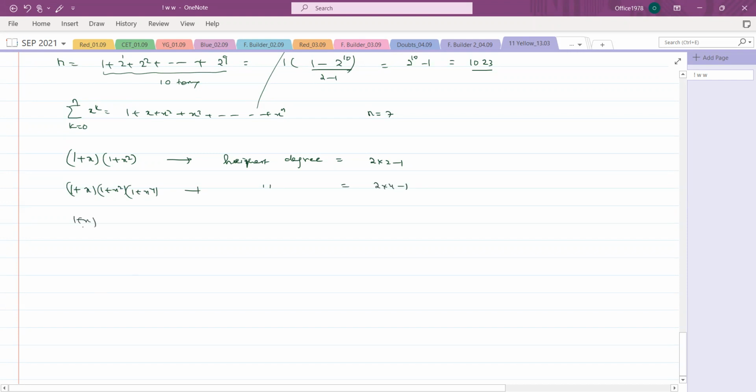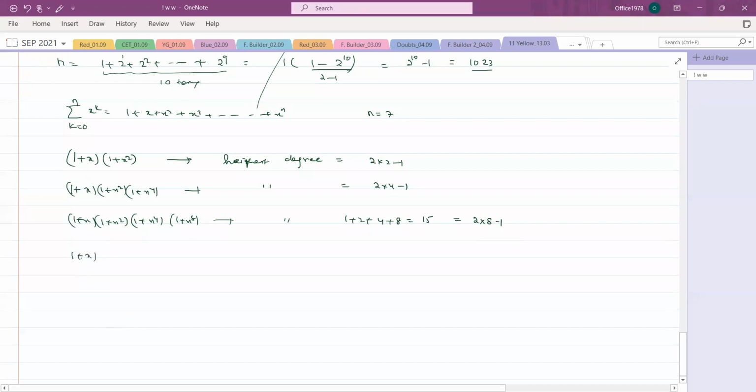When you multiply 1 plus x with 1 plus x square into 1 plus x raised to 4 into 1 plus x to the power 8, what is the highest degree? Highest degree is 1 plus 2 plus 4 plus 8. That is 15. That you can write 2 into 8 minus 1.